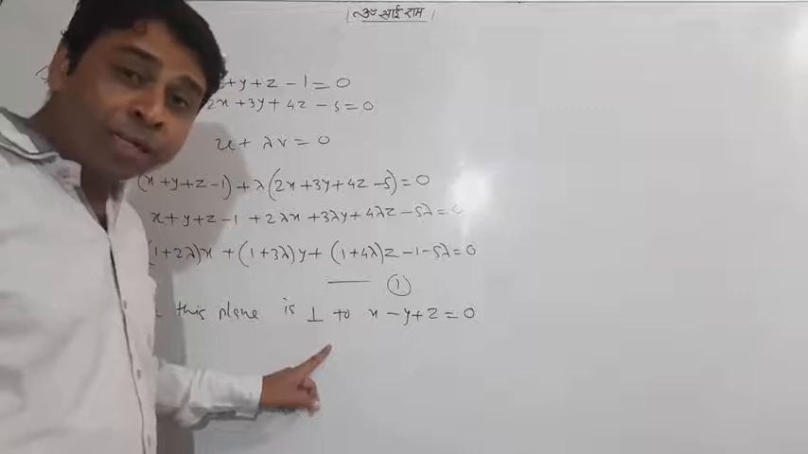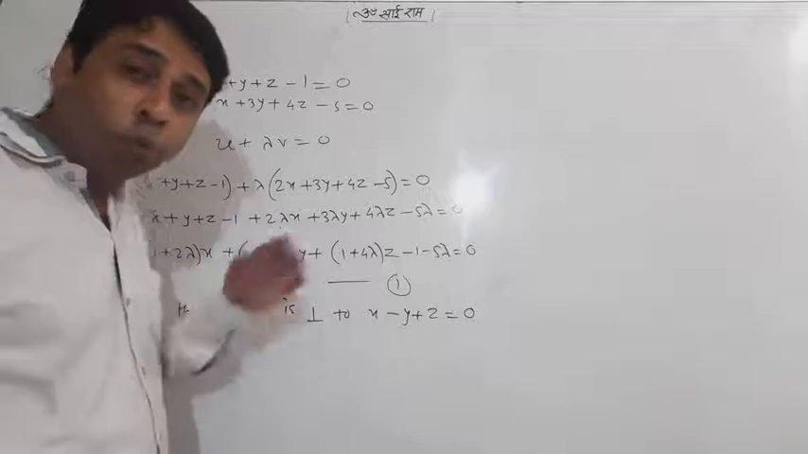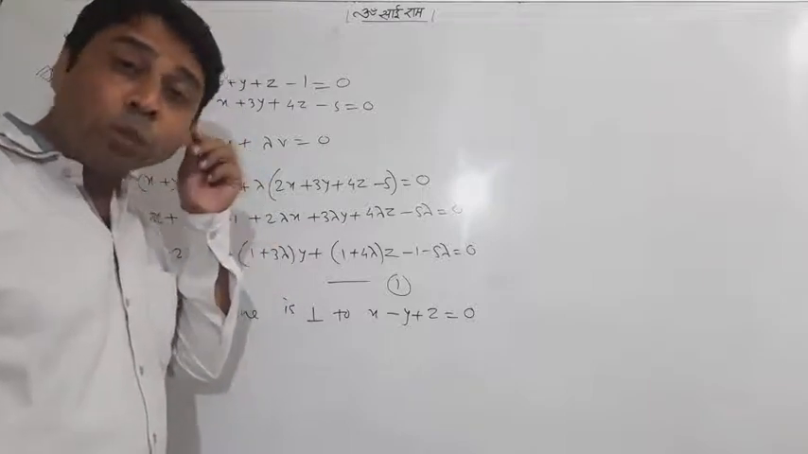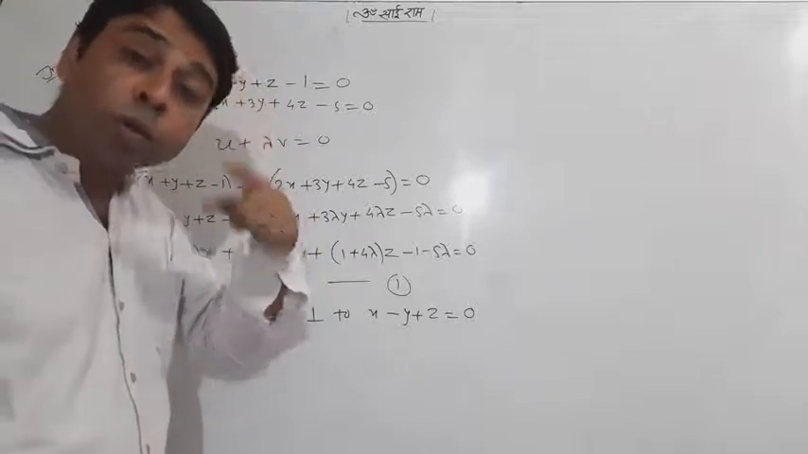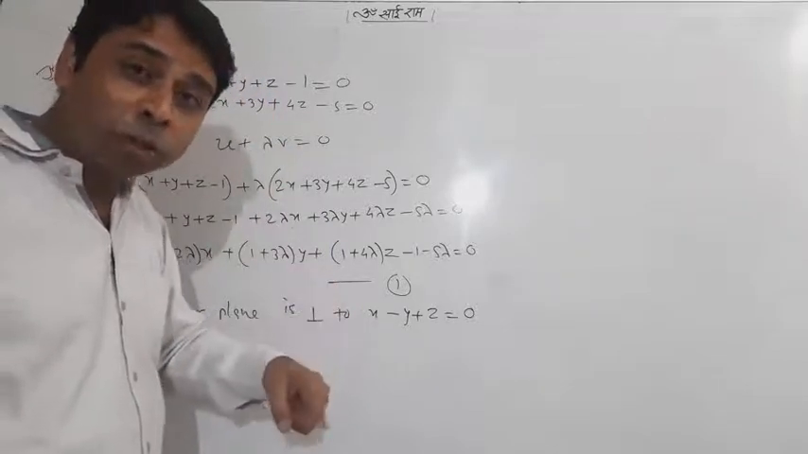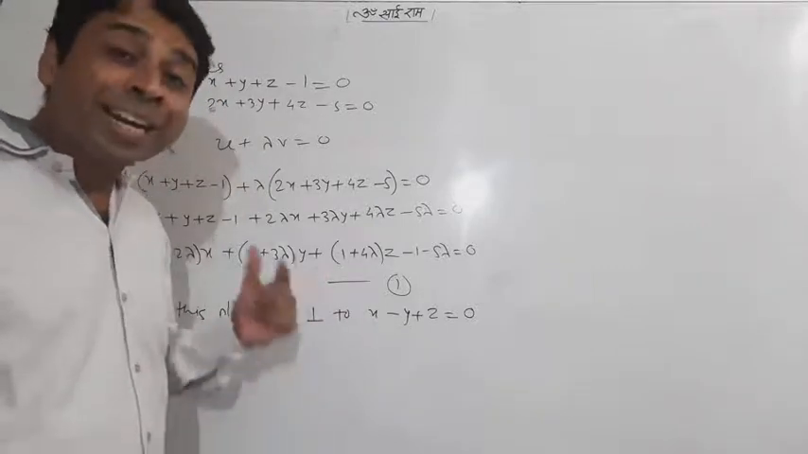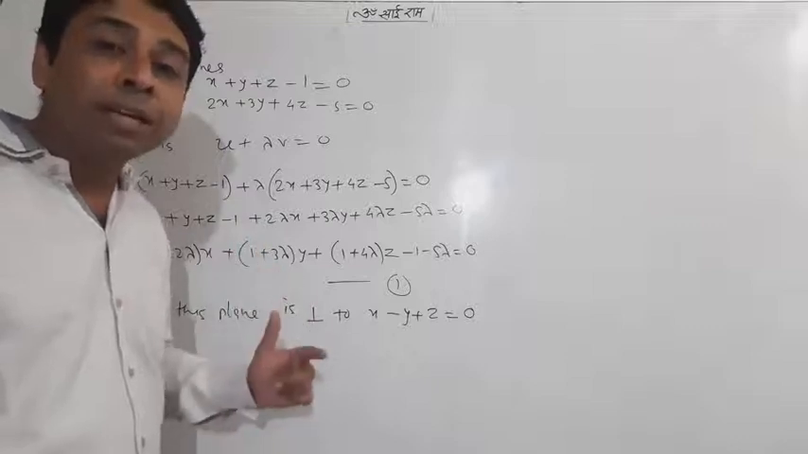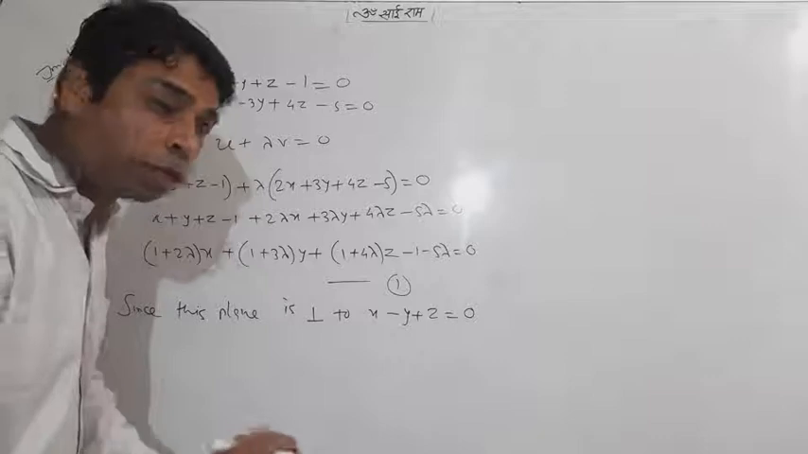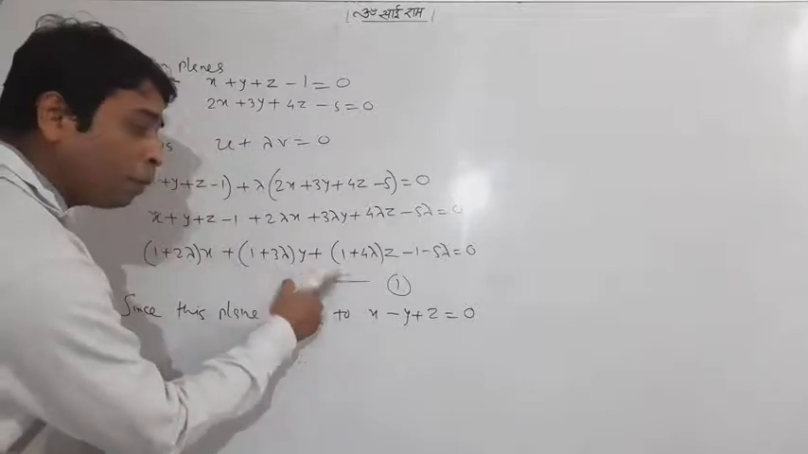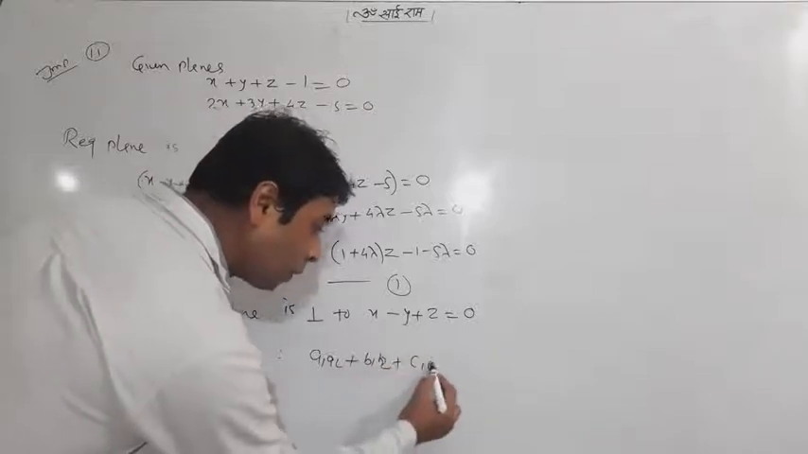I taught you the angle between two planes: cos theta equal to A1 A2 plus B1 B2 plus C1 C2 whole upon root of A1 square plus B1 square plus C1 square into root of A2 square plus B2 square plus C2 square. But I told you that no question will come based on this formula because it is out of syllabus. But the condition is very important. When theta equals 90, when two planes are perpendicular, A1 A2 plus B1 B2 plus C1 C2 is equal to 0. This plane is perpendicular to this one.